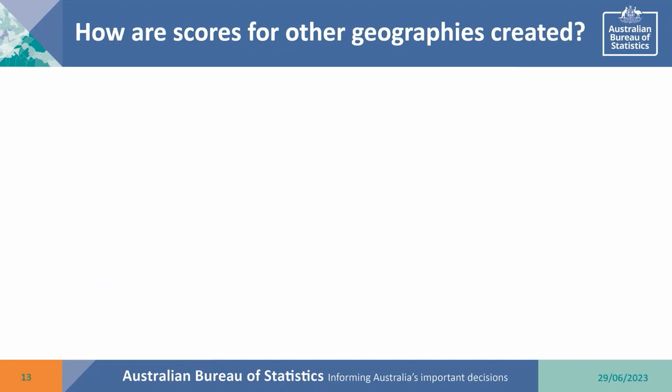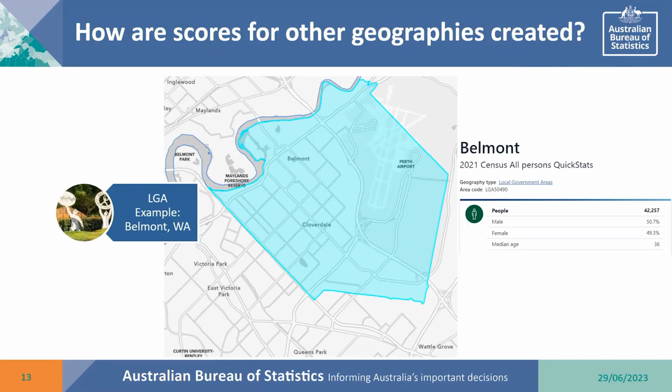So I said that statistical area level 1, SA1, is the base level for SEIFA, that's what it's created at. So how do we get the scores for the higher levels of geography? Here, if we look at an example, we have the local government area of Belmont in Western Australia, and according to Census QuickStats, it's got a population of just over 42,000 people. We can see from the map that some of the Perth airport is within its boundary.